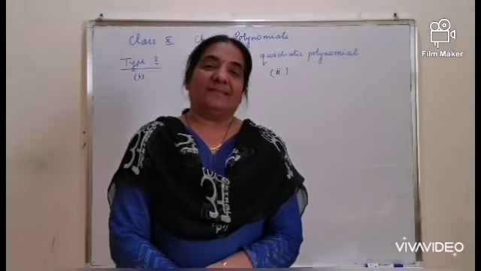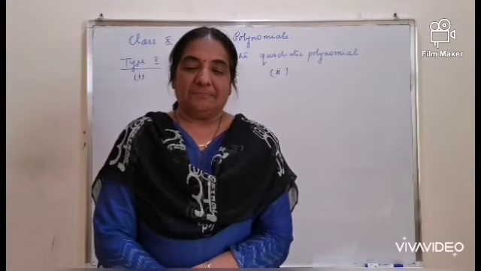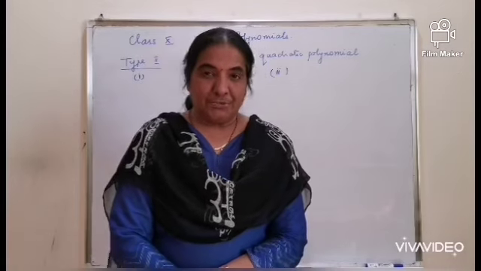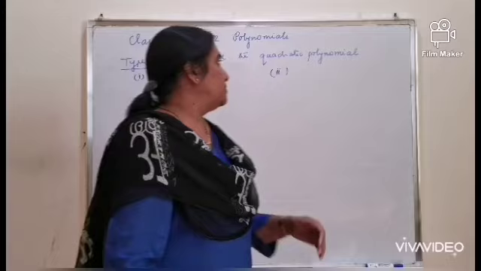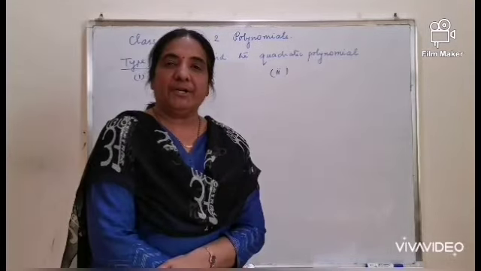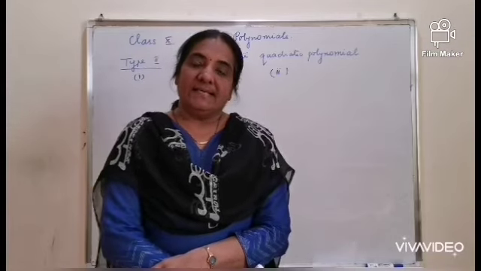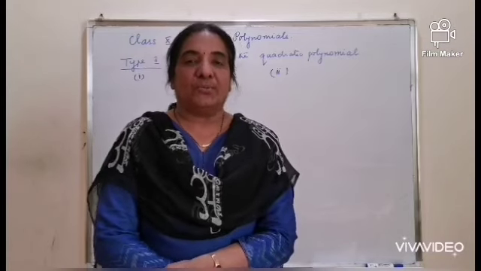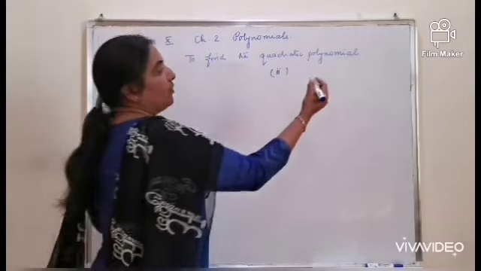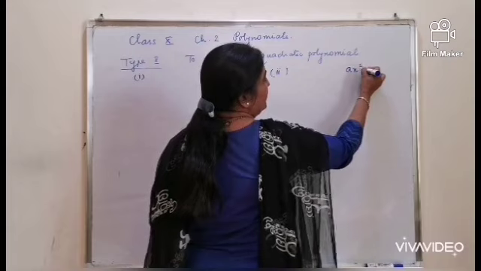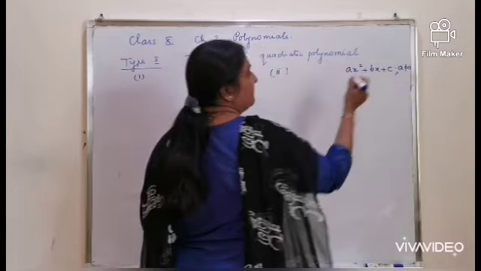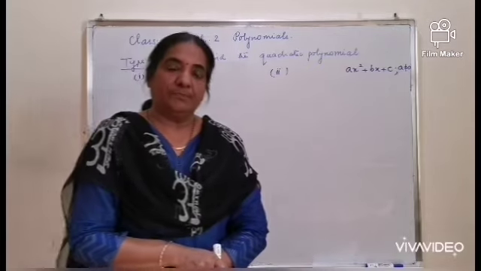Good morning, children. Hope you could complete question 1 from exercise 2.2. Type 2 is to find a quadratic polynomial. You can consider it as the opposite of what we were doing for the first question. The general form of a quadratic polynomial is ax square plus bx plus c, where a not equal to 0.